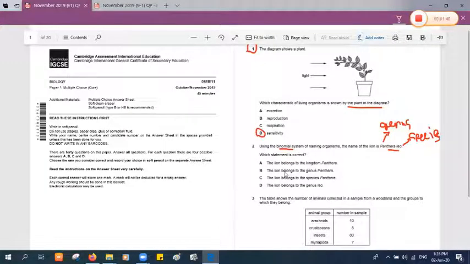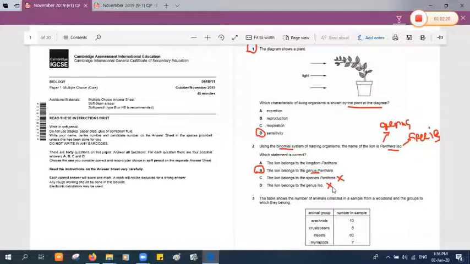Let's choose the correct answer. The lion belongs to the kingdom Panthera. No, it is not the kingdom. The lion belongs to genus Panthera. Yes, this is the correct answer. Let's check the other choices. The lion belongs to the species Panthera. No, Panthera is not a species. The lion belongs to genus leo. No, leo is not the genus.